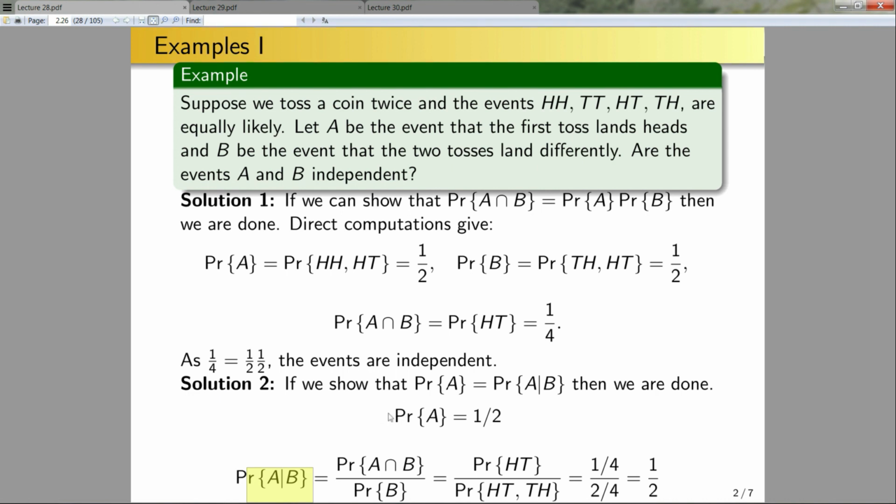So generally speaking, you can use either of these methods, or replace A with B and B with A here, to show that two events are independent. So you have a few choices, but ultimately you end up having to do the same work either way.